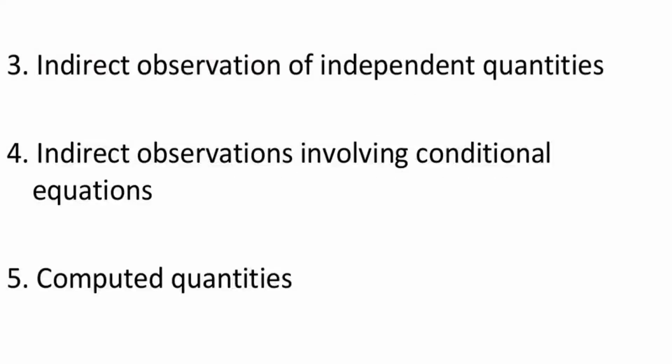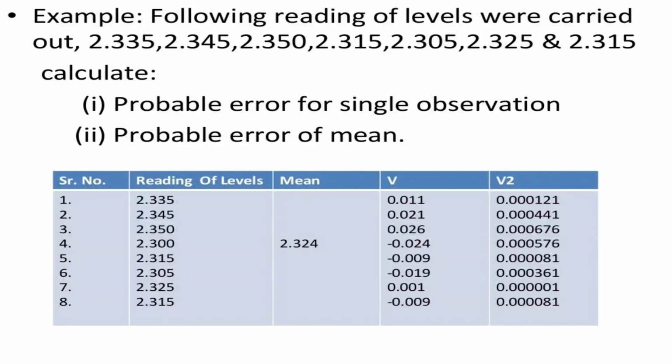Indirect observation of independent quantities. Indirect observations involving conditional equations, computed quantities. Then some example: the following readings of levels were carried out. Calculate the probable error for a single observation and the probable error of the mean value.